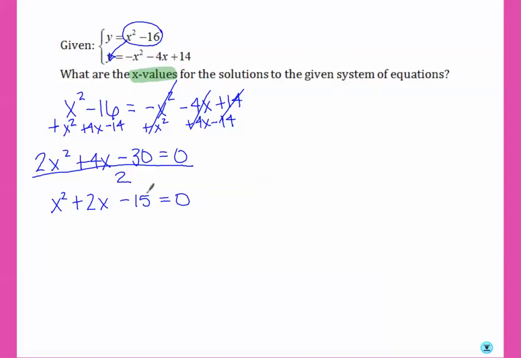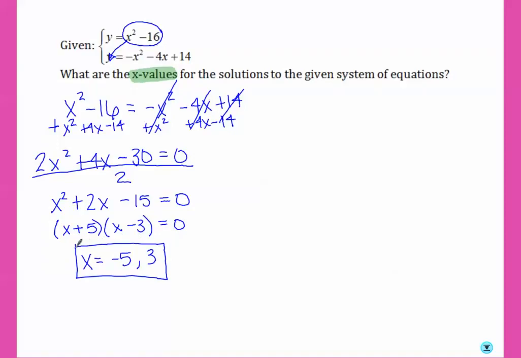What two numbers will multiply to negative 15 and add up to 2? That would be positive 5, so x plus 5, and negative 3, so x minus 3 equals 0. So that tells us that x can equal negative 5, or it can equal 3. And since all it's asking for is the x values, we can stop there.